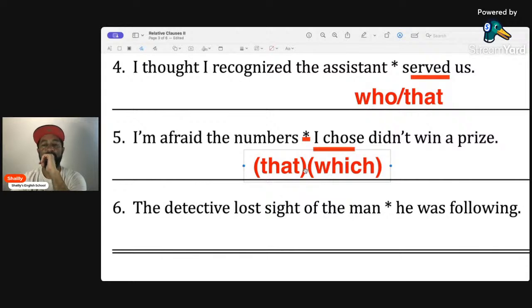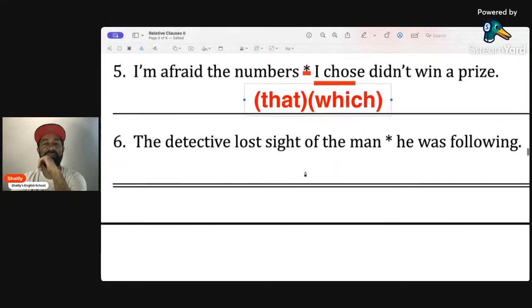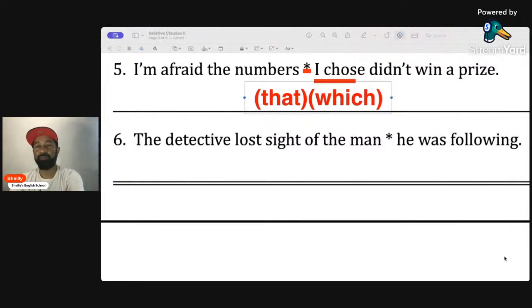Okay, let's keep moving. Number 6. The detective lost sight of the man he was following. So again, we've got a subject and a verb. When we have a subject and a verb, it is the object of the sentence, so we do not need the relative pronoun. The detective lost sight of the man he was following. That's completely fine. You can leave it like that. But of course, it's possible to put it in if you want.